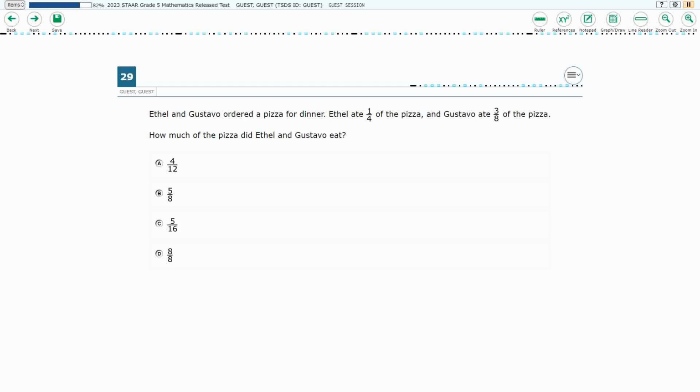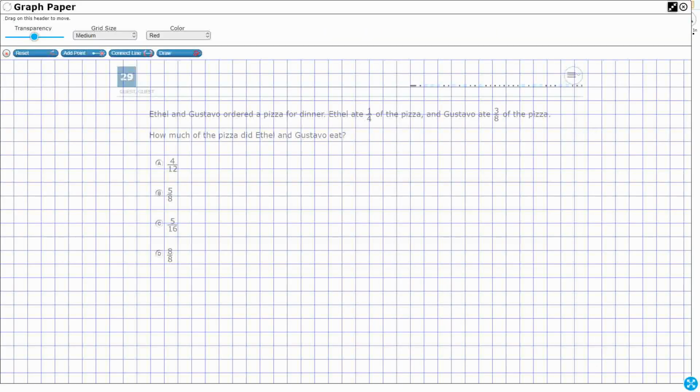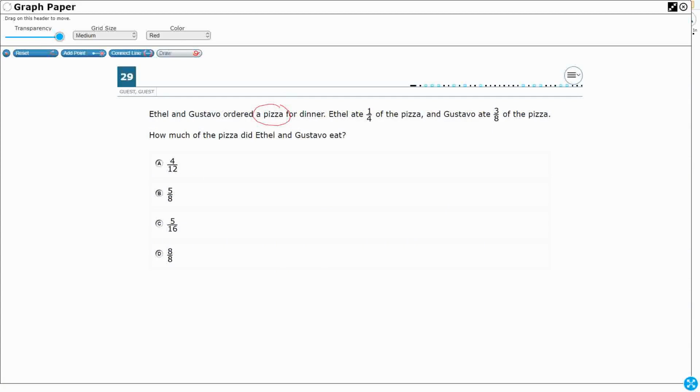All right, so Ethel and Gustavo ordered a pizza. Ethel ate one quarter of the pizza and Gustavo ate 3/8 of the pizza. How much of the pizza did Ethel and Gustavo eat? So it looks like they're ordering just one pizza. That's what it says here, right? Ordered a pizza. All right, so let's see if we can solve this. We'll do it with a pictorial representation first, then we'll figure out how we can do it without a picture.